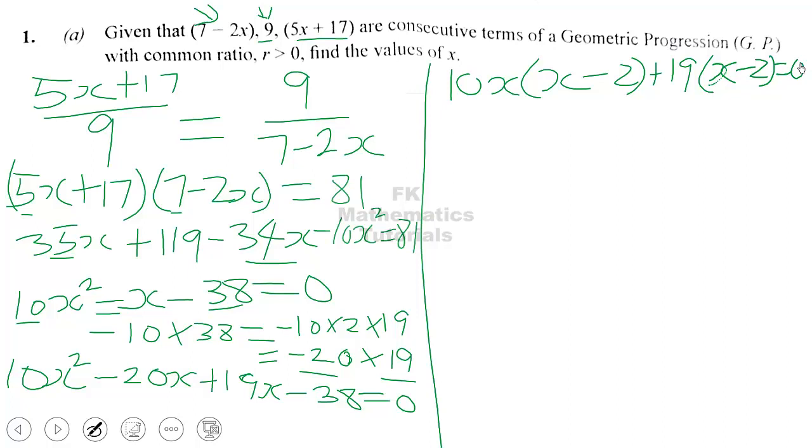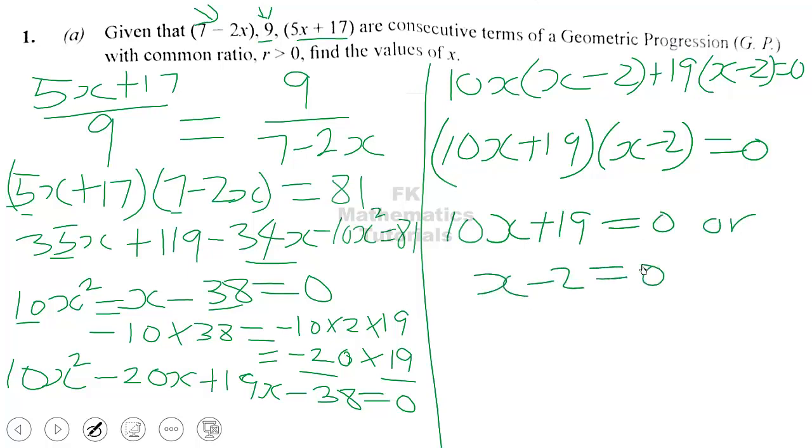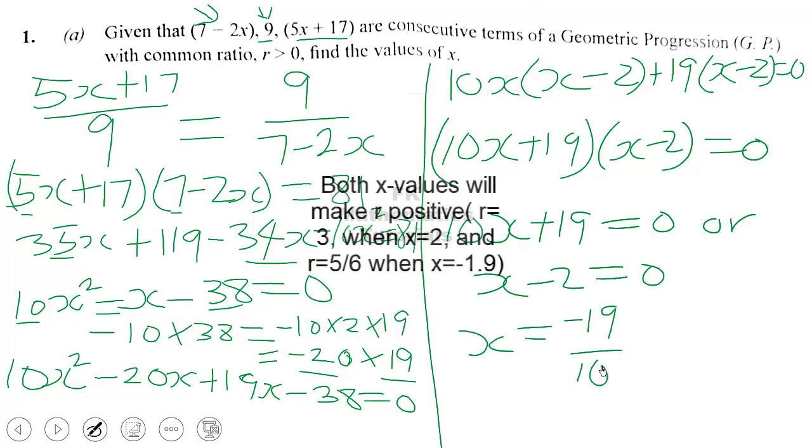So the factors will be 10x plus 19 into bracket x minus 2 is equal to 0. So we have either 10x plus 19 equals 0, or we have x minus 2 equals 0. So x is either equal to negative 19 over 10 or negative 1.9, then x equal positive 2.